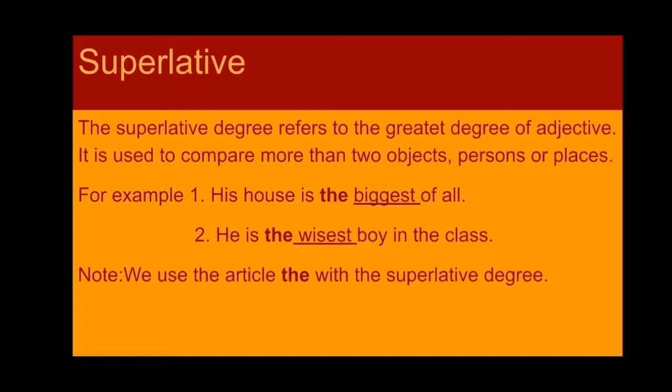He is the wisest boy in the class. Now he is compared with all the other boys in the class and it is announced that he is the wisest. So here wisest is an adjective which is in its superlative form. Always remember, to mention a superlative adjective in a sentence, we always use the article the.